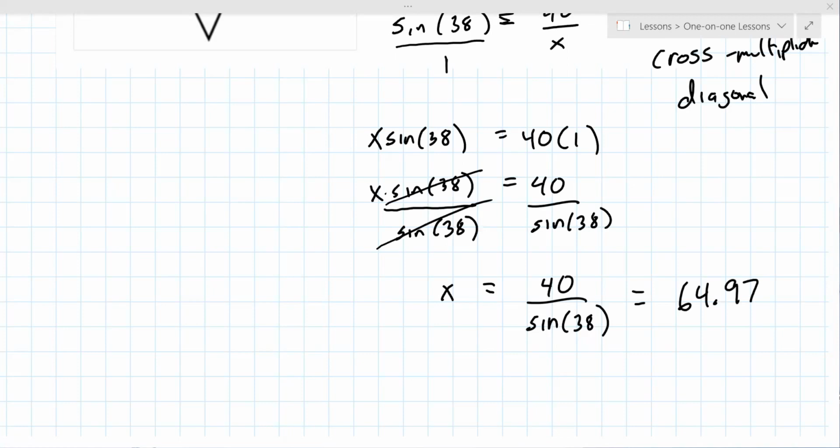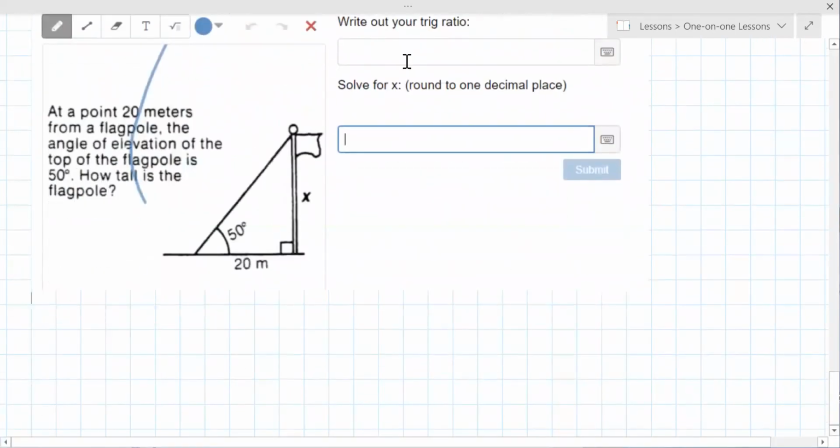It's a story problem. It's got a picture of a flagpole, but it's still a right triangle. So let's get that snipped in. All right, we got this question snipped in here. At a point 20 meters from a flagpole, that's where this 20 is, the angle of elevation, which is always the angle that comes up from the ground, is 50 degrees. How tall is the flagpole? This could be just like a problem we did previously, except they phrase it with words.